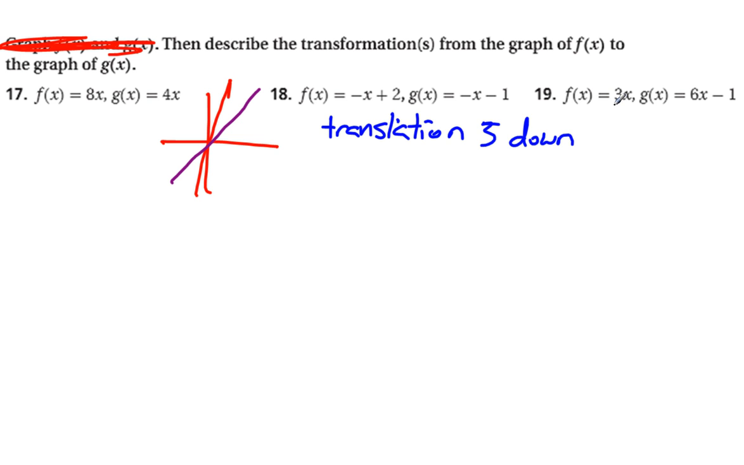And 19, they stick them together, so we have 3x and 6x, which means our slopes are going to be different. So this is going to get steeper. And this y-intercept, it's not written there, but this would be 3x plus 0, and this is 3x minus 1, so that means it's being translated 1 unit down.